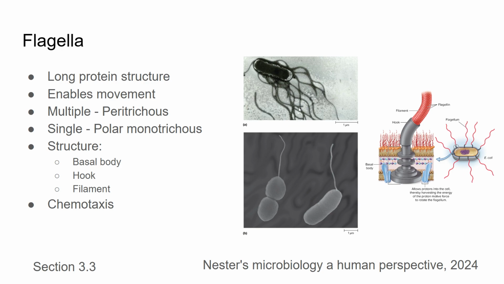So your flagella will have three major structures. You have your basal body. This is the part inside of the cell membrane. You have the hook that attaches the basal body to the filament. That's the long whip-like structure that goes out. Now, this structure does not actually look this mechanical. This is just a representation in the book.